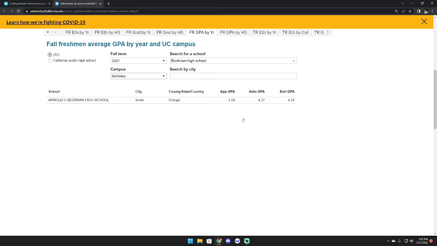Let's do Berkeley. So Berkeley right away jumps up. You want to be admit data average around 4.3 GPA. Enrollment's around there too. Let's see for UCLA. So UCLA is just a little bit lower, 4.26, 4.21.